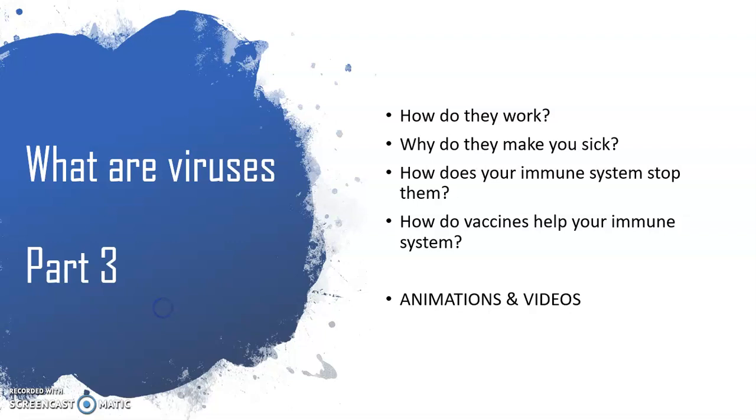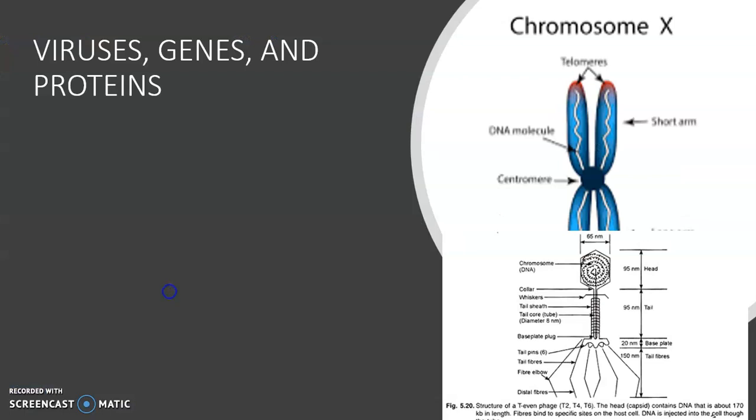So here we go. What are viruses? Part 3. Here we see a chromosome. And then down here we see an illustration of a virus. What I want to point out here is that chromosomes are made of DNA, which is a nucleic acid, and probably more commonly referred to as your genes. This is a chromosome, and a virus has that in common with you.